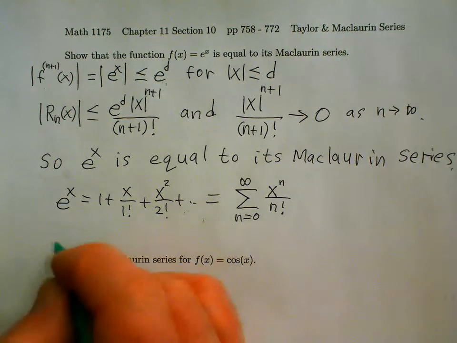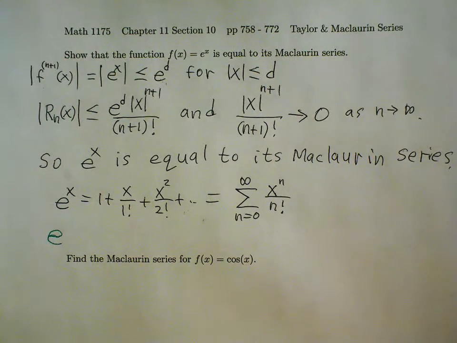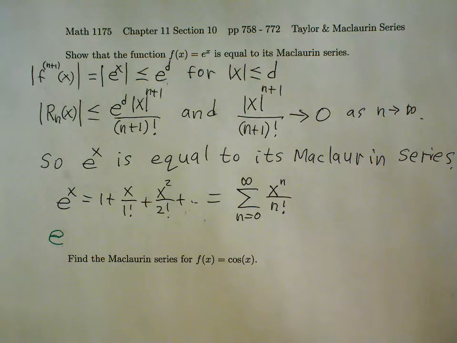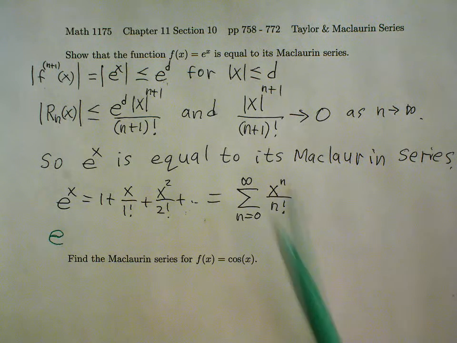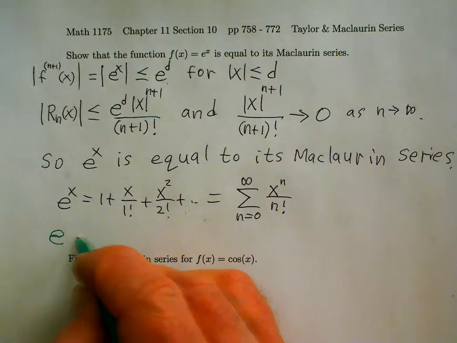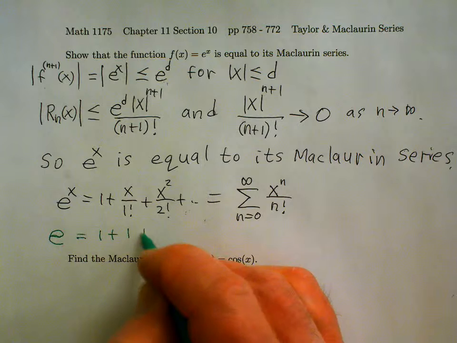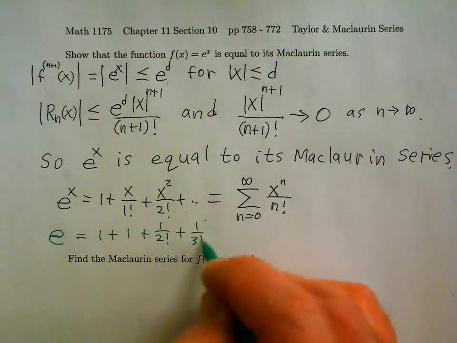So who knows, it could happen that you'll get a question on a test that says, what's an infinite series for the number e? So you just find the Maclaurin series for e to the x and then replace every x with 1. So you could write it as 1 plus 1 plus 1 over 2 factorial plus 1 over 3 factorial, and so on.